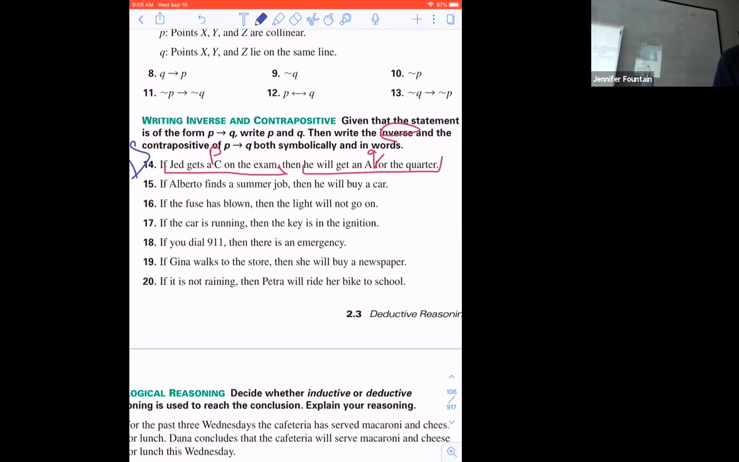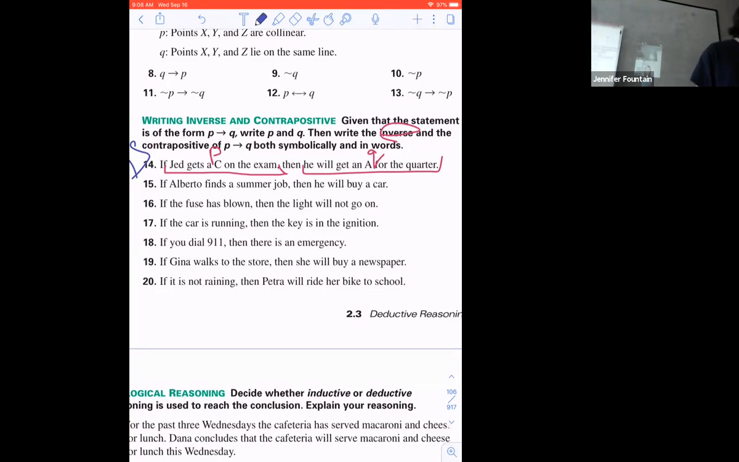Yeah, so it's number 16 is even. If the fuse has blown, then the light will not go out. So that's our conditional statement. P is if the fuse has blown. Q is then the light will not go out. So to do the inverse, to flip-flop it, if the light will not go out, then the fuse has blown.